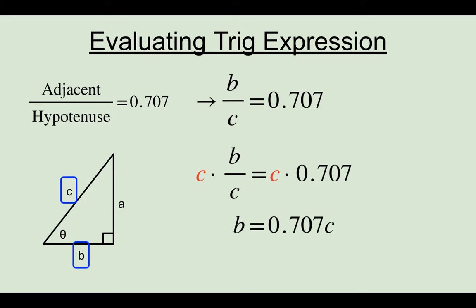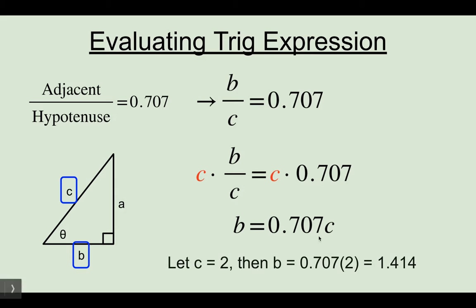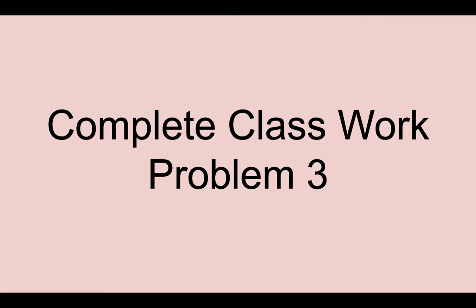And now we can pick any value we want for b and c as long as it fits this. So I just made up one. Let's say c is 2. Then 2 times this, b is 1.414. So if we had a hypotenuse of 2 and a length of b is 1.414, this angle would be 45 degrees. All right, kind of cool. All right, so let's stop this. And you want to do classwork problem number 3.